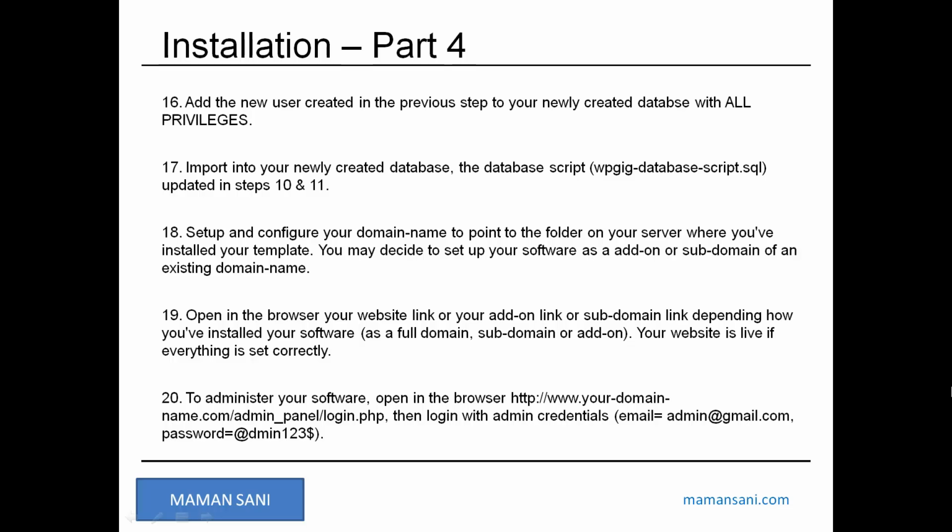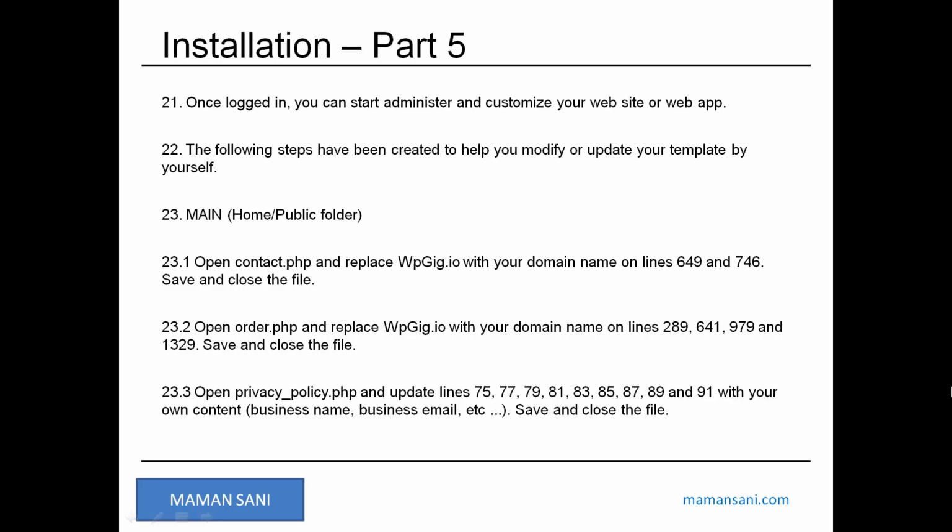To administer your software, open in the browser www.yourdomain-name.com/admin_panel.login.php, then log in with admin credentials, email equals admin@gmail.com, password equals admin123$. Once logged in, you can start to administer and customize your website or web app. Help you modify or update your template by yourself.